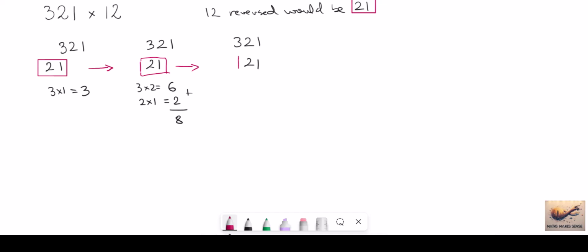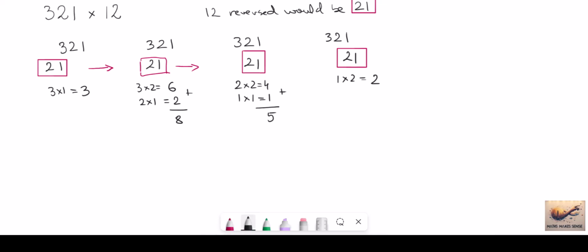So I'm almost at the end. Now 2 times 2 is just 4. 1 times 1 is 1. 4 add 1 is 5. And the last position, I carry on gliding my slide until I get to the end of my number, the other multiplier. So this would be just right here. Okay, and 1 times 2 is just 2.